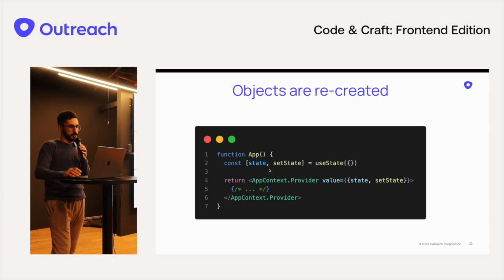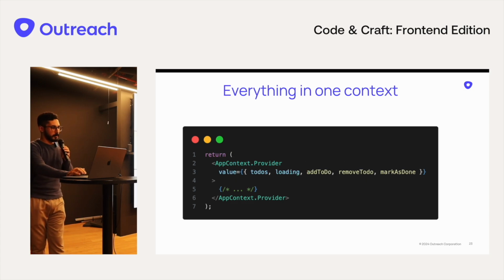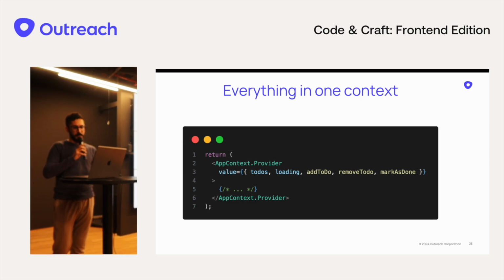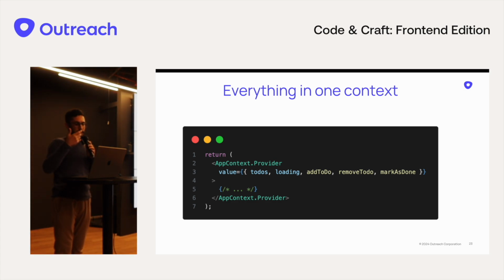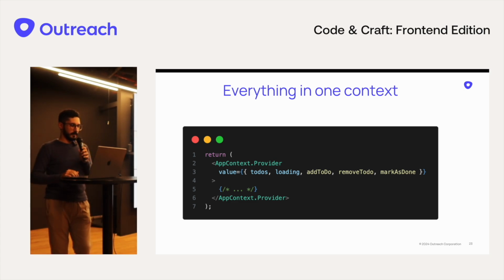So that's another issue. And the third issue is putting everything in one context. Here, let's say it's a to-do application. We have a list of to-dos. We have a way to add a to-do, remove a to-do, or mark it as done. Usually, the button or whatever component is calling addTodo doesn't care about the list of to-dos. So why should it re-render if to-dos changed, for example? And sometimes I see way bigger objects than this.